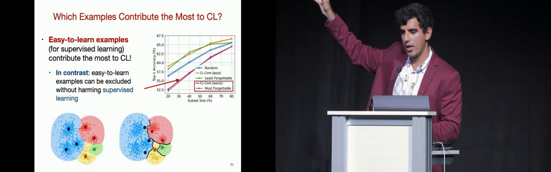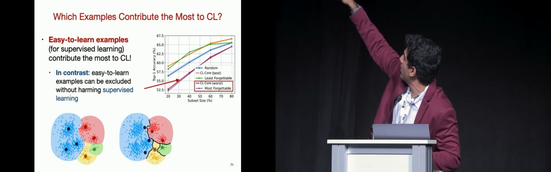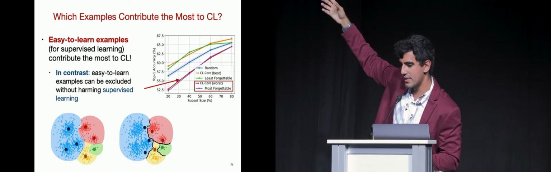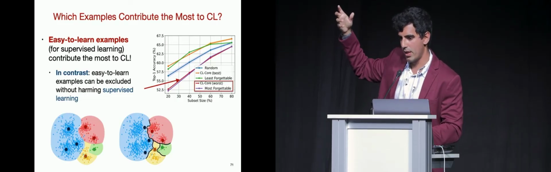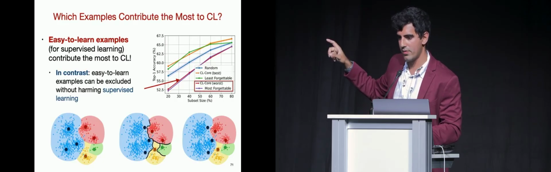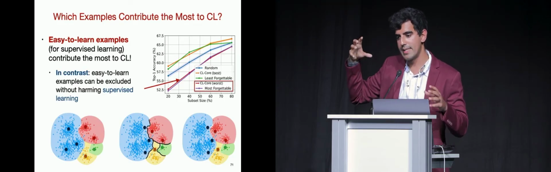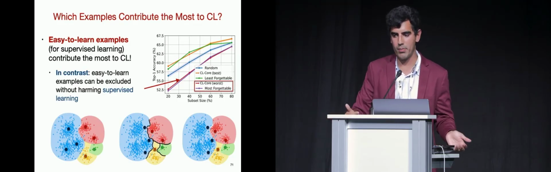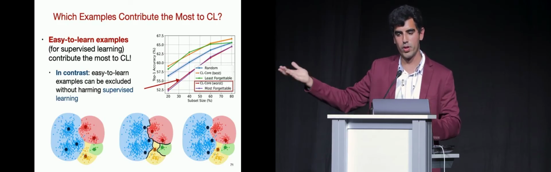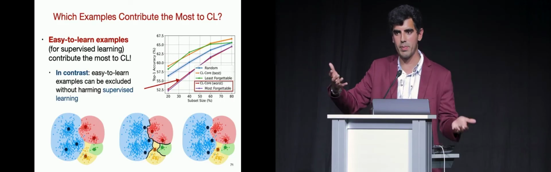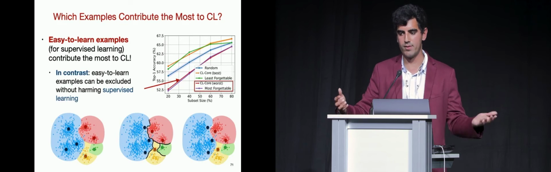So we show that the subsets selected by our algorithm are actually very similar to the subsets selected by the easiest examples. And least forgettable here refers to that. And again, I show here that the examples deemed worst by our algorithm are actually these hard examples that are the most forgettable and the most useful for supervised learning. So there's this dichotomy between what's good for supervised learning and what's good for contrastive learning or self-supervised learning.